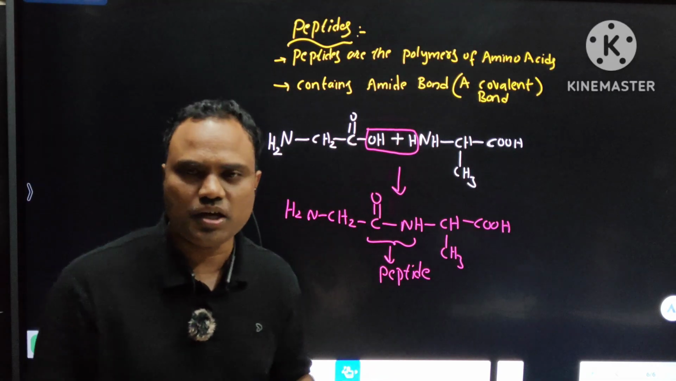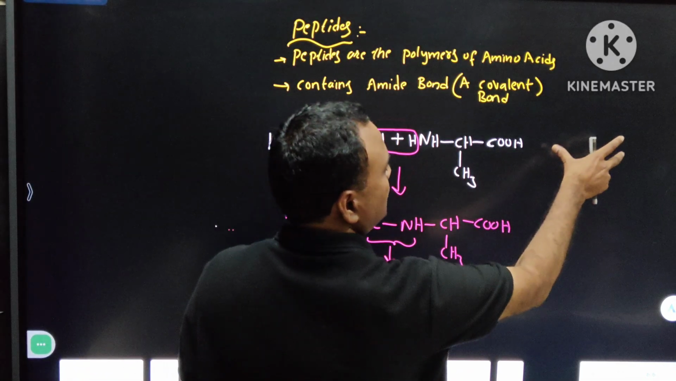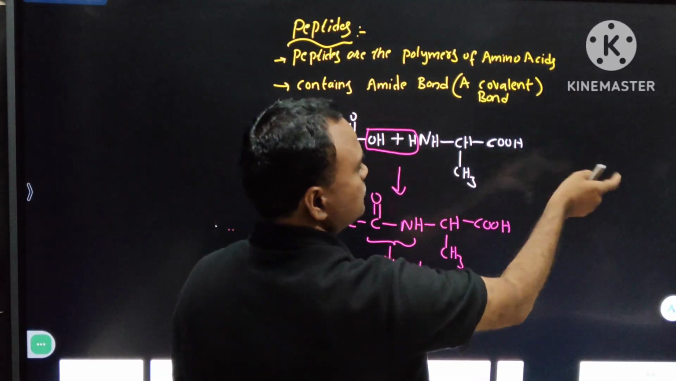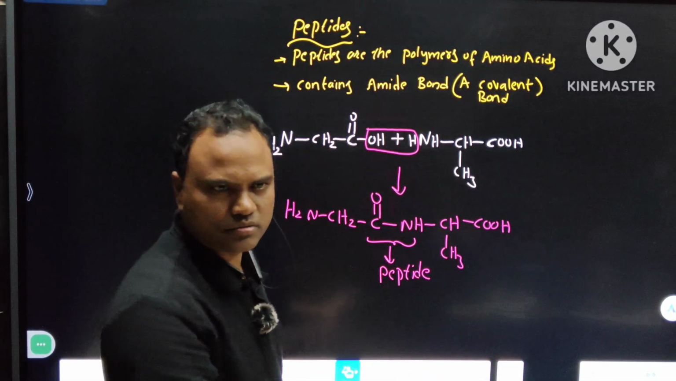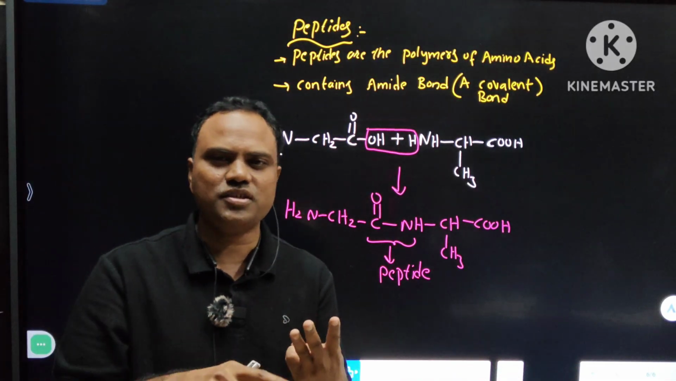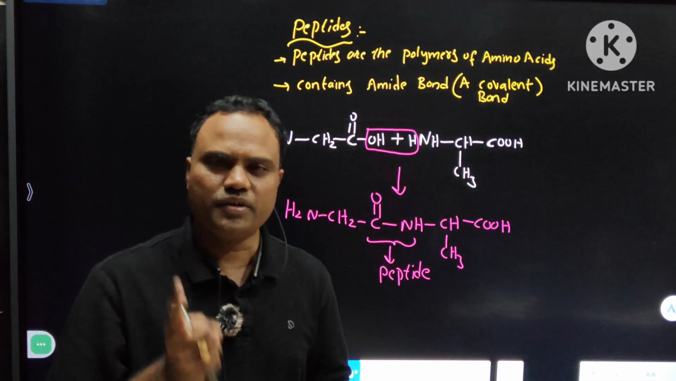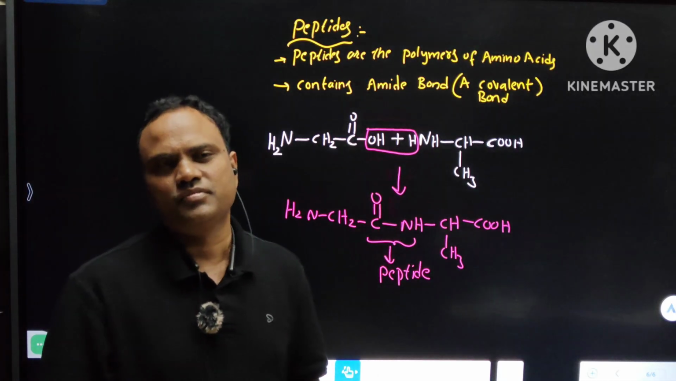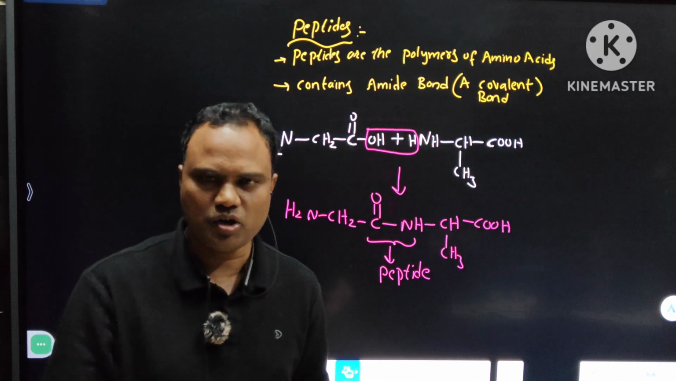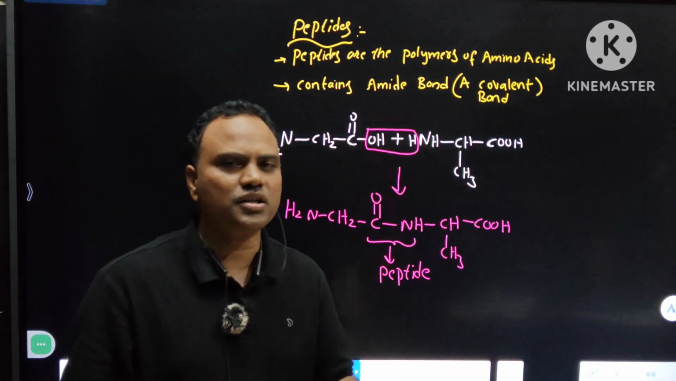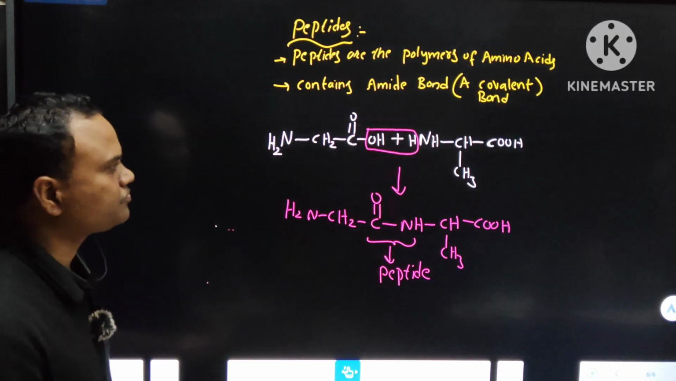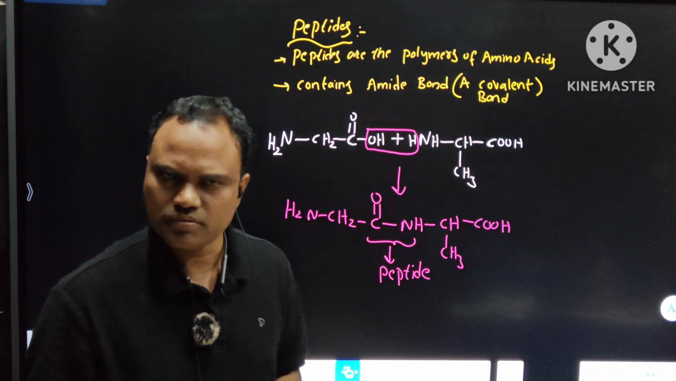When we take 3 amino acids, for example, if I put another amino acid here, from OH and NH2 water will be lost, and there we'll get one more peptide bond. So if we take 3 amino acids, 2 peptide bonds. If we take 4 amino acids, clear? If n is the number of amino acids, the number of peptide bonds is n minus 1. Completed this one.